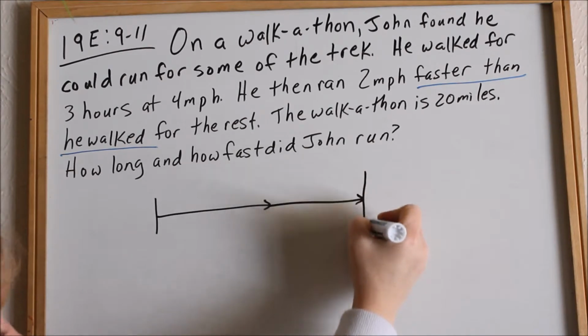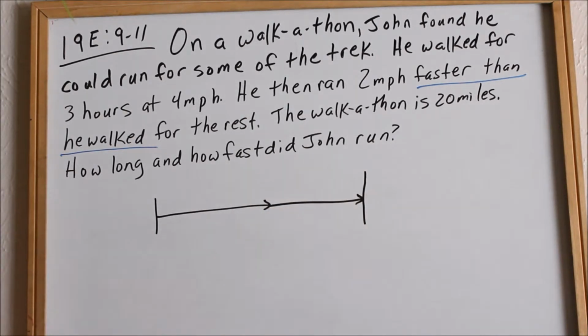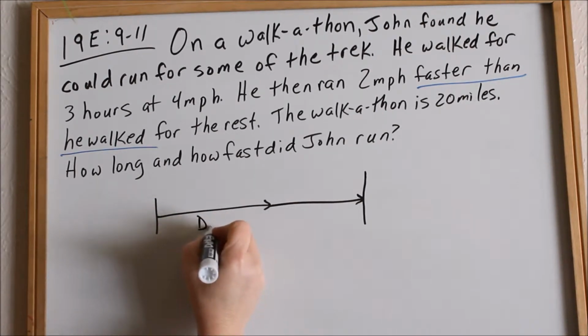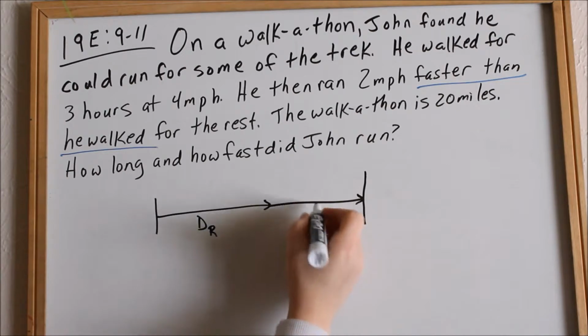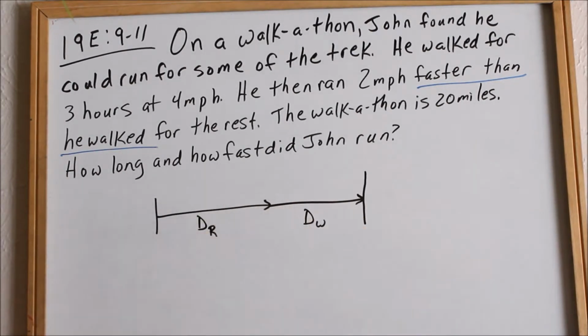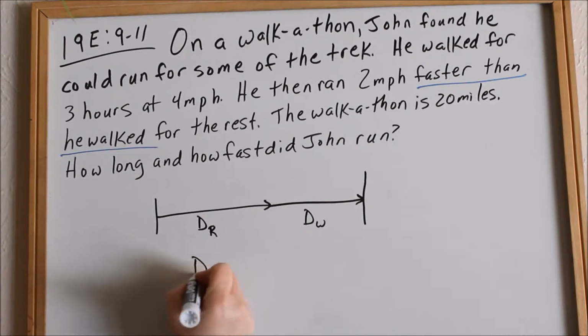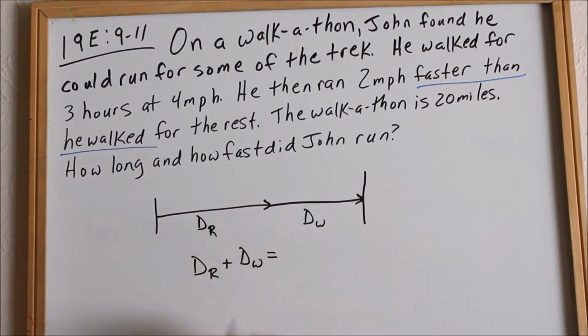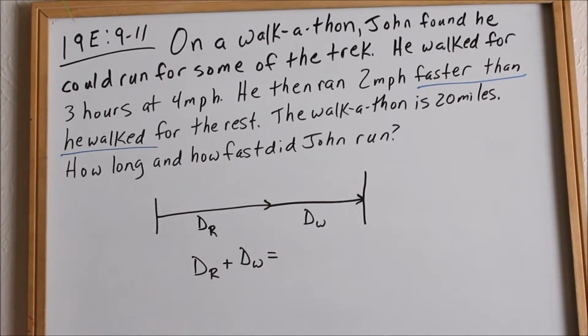I don't know the distance that he walked or he ran just yet. So I know that I'm going to have part where he ran. So I'm going to say distance for when he ran, and then a distance for when he walked. So knowing that, then I know that the distance that he ran plus the distance that he walked is going to equal the total distance. If I go back to the problem, I can get some more information.